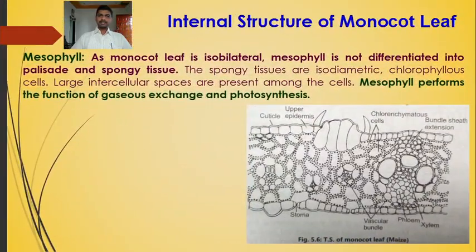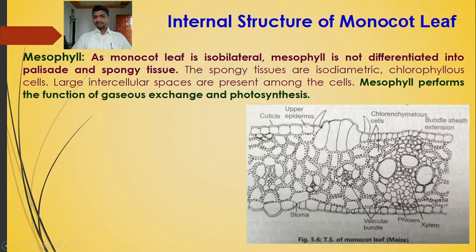Next to the epidermis is the mesophyll tissue. A monocot leaf is isobilateral. Mesophyll is not differentiated into palisade and spongy tissue. The spongy tissue cells are isodiametric chlorophyllous cells. Large intercellular spaces are present among the cells. Mesophyll performs the function of gaseous exchange.